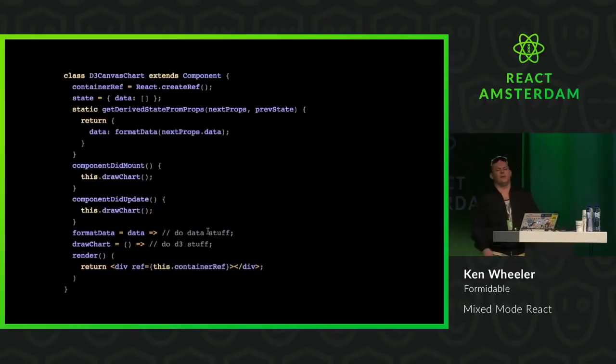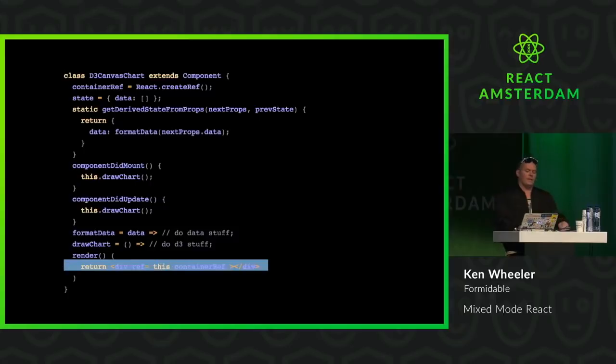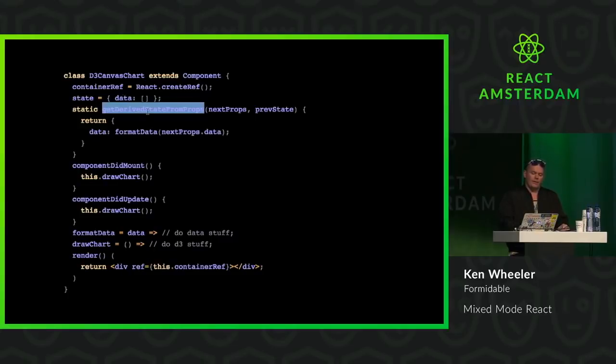So if you wanted to do something like a D3 chart in Canvas, right, a lot of the time you're going to go here, you're going to render your container and put a ref on it, and then up here you're going to have your data come through, right? You're going to have the derived state from props. I'm using it, Dan. Deal with it. And it would call like format data, and then you have a responsibility here when you're forking off, right? When it's not going directly to the render.